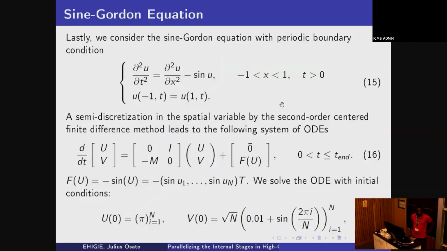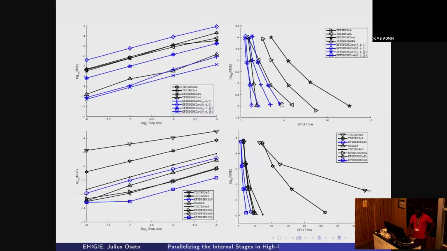And we also tried to solve a partial differential equation. Of course, we know that we can do a semi-discretization of the partial differential equation to transform it to ordinary differential equations. And we tried to do that using the central difference. We transformed it to a differential equation of this form, and we also solved this problem. And we also have this result.